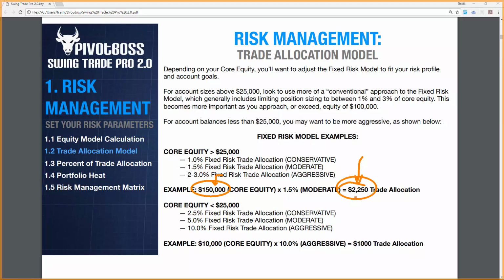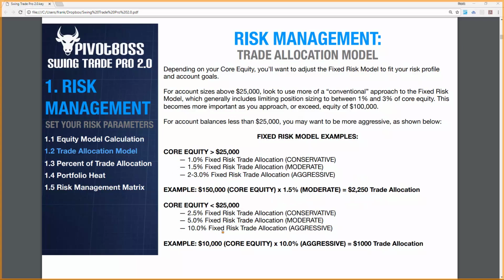So again, with this type of account size, what we'll look at here in a moment is percent of trade allocation. We'll talk about how to break that down even further, but that would be the amount that you risk per trade based off of this allocation and that core equity of 150K.